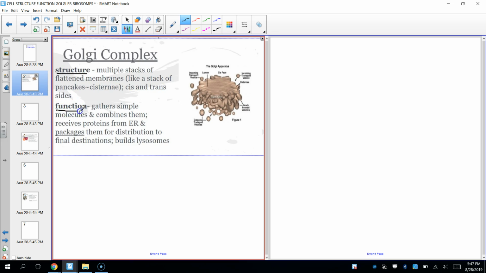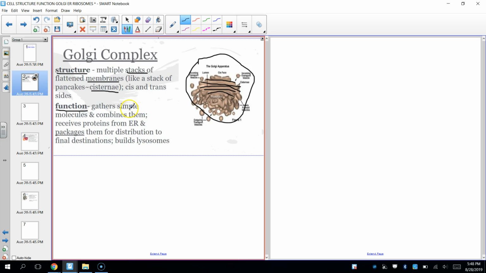We really need to understand how the structure of the Golgi complex, the way that it looks, helps with its function. As you can see here, it has multiple stacks of membranes. It doesn't just have one line of a stack of a membrane, it actually has multiple, stacked on each other. It almost looks like pancakes stacked on each other. And this stack of pancakes, or what we call cisternae, are part of the Golgi complex. The Golgi apparatus is another name for it. So that's the way it looks.